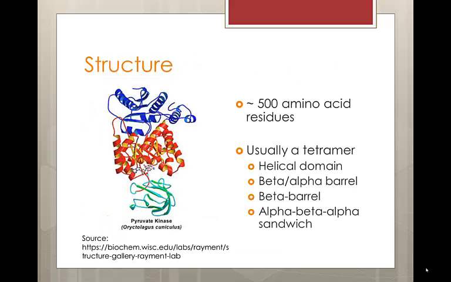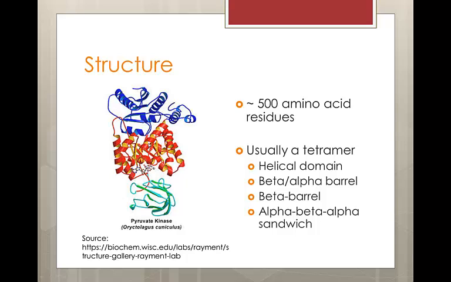The structure of pyruvate kinase will differ slightly with each isozyme, but it has been found that they all contain approximately 500 amino acid residues and normally have 3 or 4 domains. Most commonly, you'll see the enzyme with 4 domains, where it can be called a tetramer. There is a helical domain located at the N-terminal, as well as a domain containing a beta-alpha barrel motif, one containing a beta-barrel motif, and a 4th containing an alpha-beta-alpha sandwich.